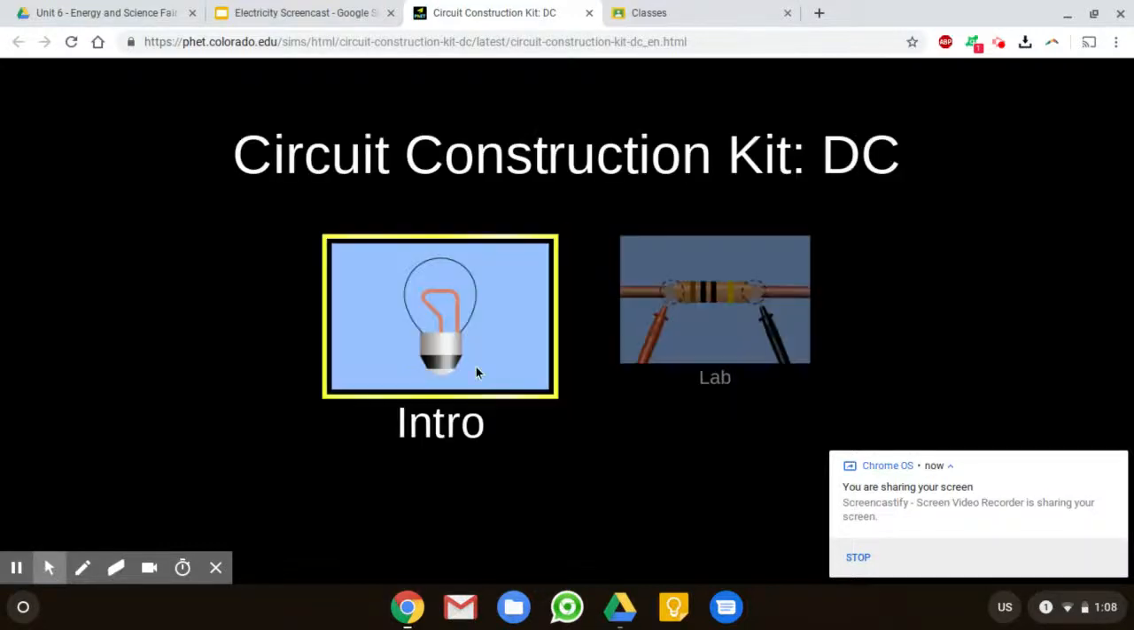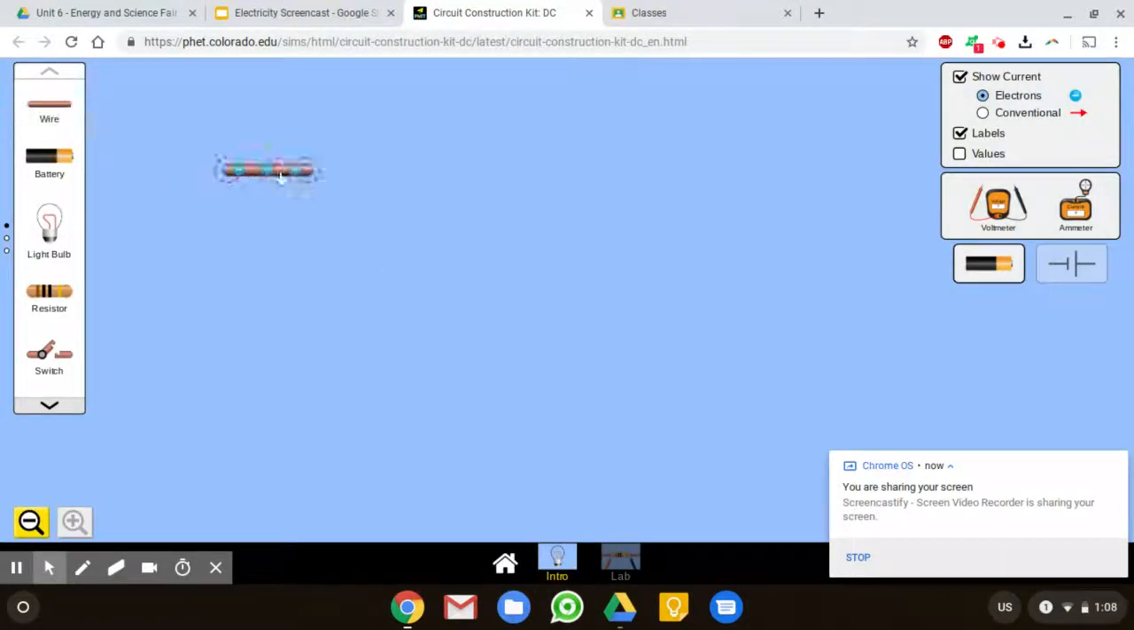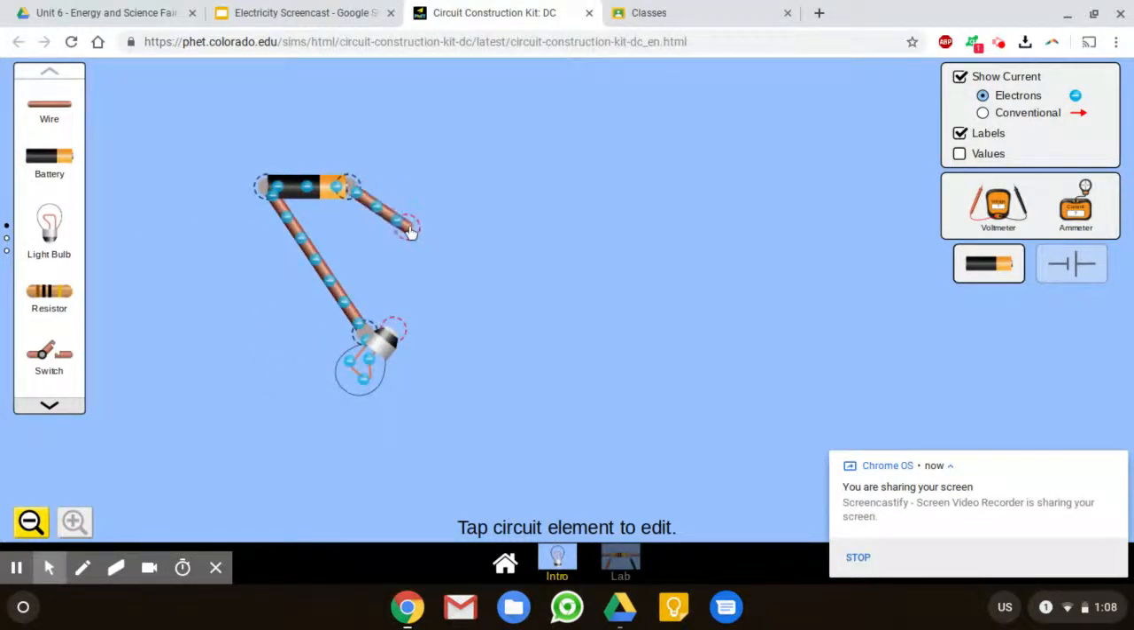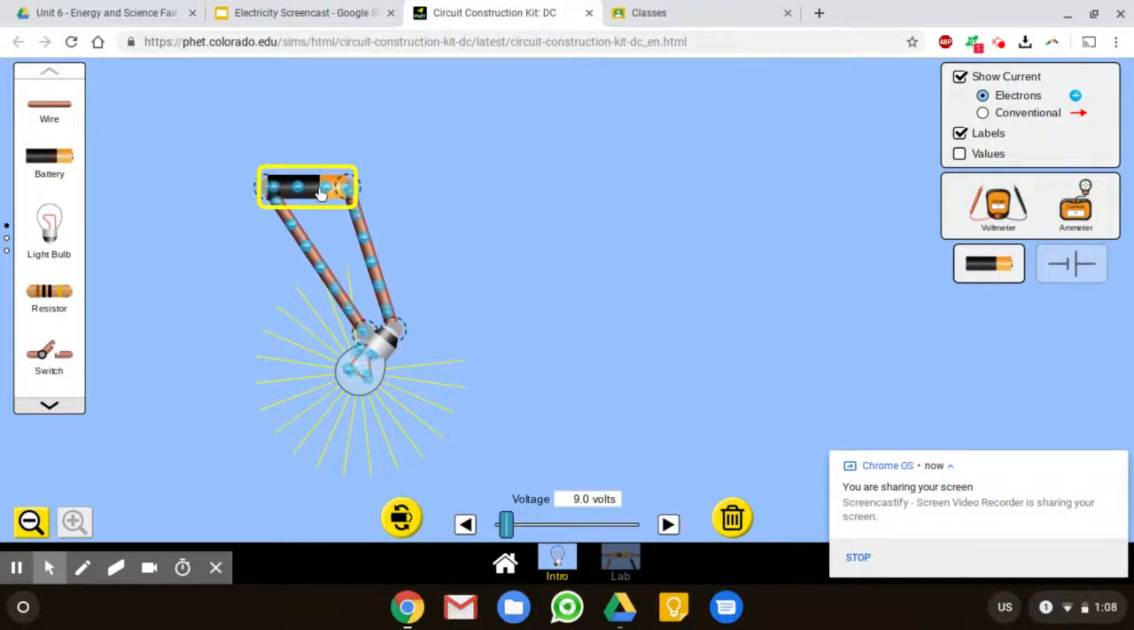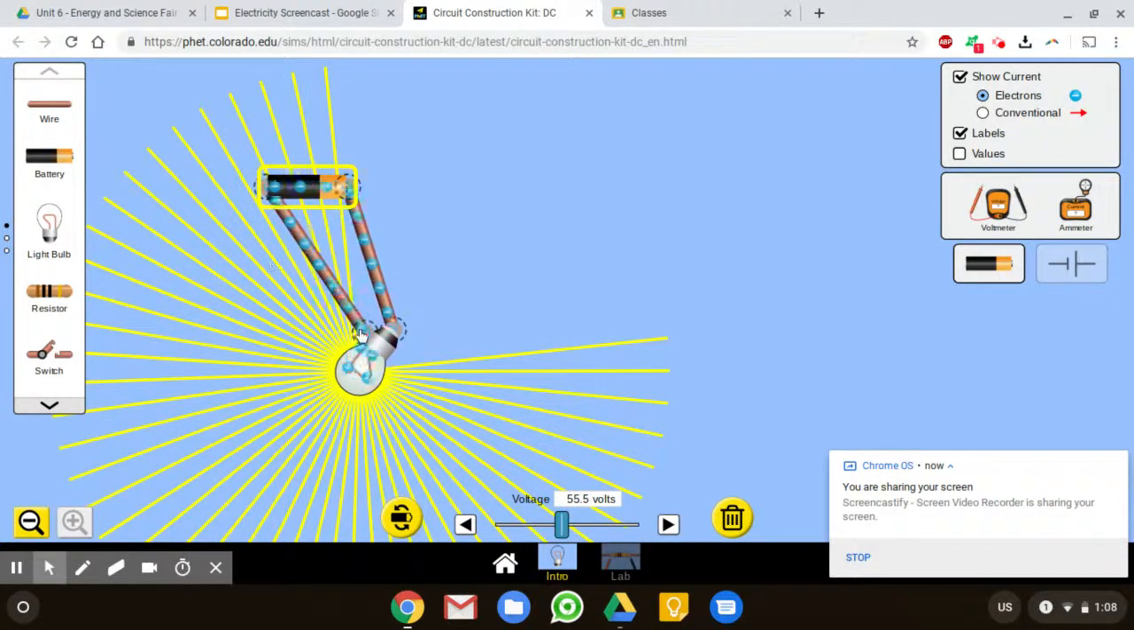So if I've got my example here and I build a circuit really quickly, and we've got our light bulb, and we connect it. Now you can see the electrons are moving, and how fast they're moving is determined by how much current there is. Now watch, if I increase the voltage, if I increase the amount of potential electrical energy, the electrons move faster, right? And now we have more current.